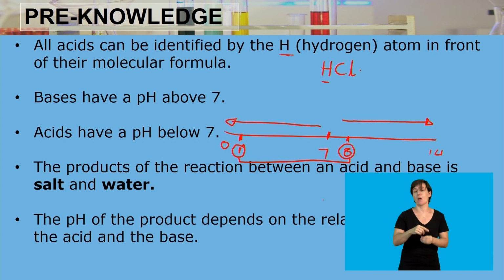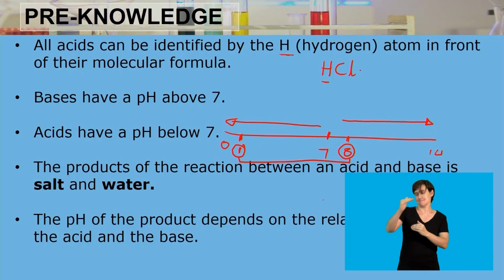So whenever we are reacting an acid that has a pH of 1 and a base that has a pH of 8, then the pH of the product will be determined by the one that has a greater strength. In this case, it is going to be the acid. So the product is going to be acidic as compared to it being basic or neutral.